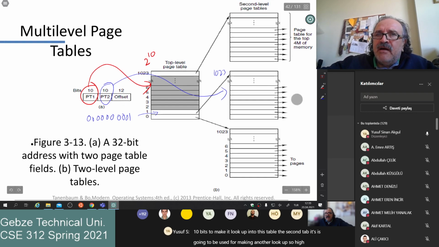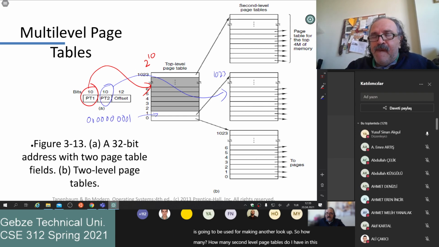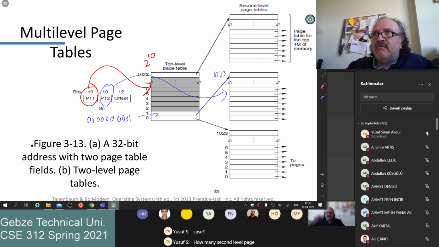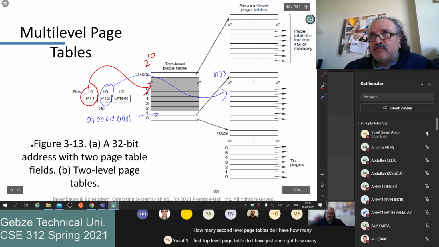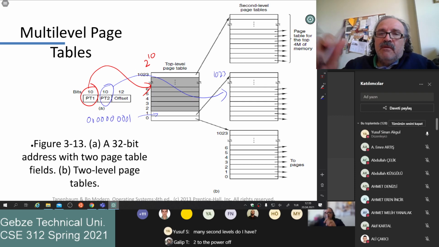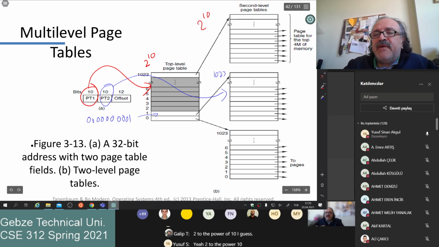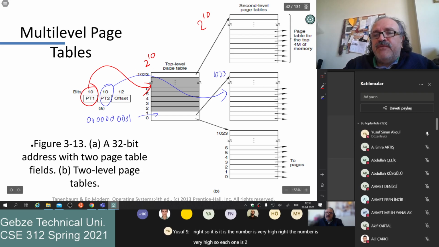So how many second level page tables do I have in this case? How many first top level page tables do I have? Just one, right? How many second levels do I have? Two to the power of 10. This is more than 1,000. It's 1,024 of them, right? So the number is very high. Each one, 2 to the power 10 of them, and each one includes 2 to the power 10 entries. So total of 2 to the power 20 entries.